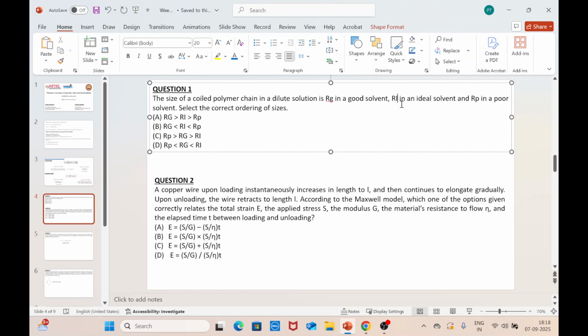So we are supposed to consider that if you have a polymer and you disperse it in a solvent, then depending upon the type of polymer-solvent interaction as well as the type of solvent, the shape of the polymer chains will vary. And here we have been told that it's a coiled polymer, and it's in a dilute solution. So the polymers are going to be isolated.